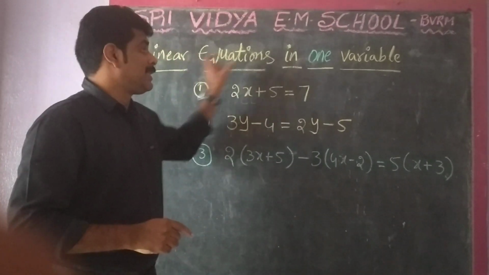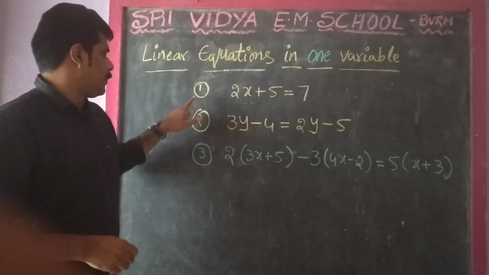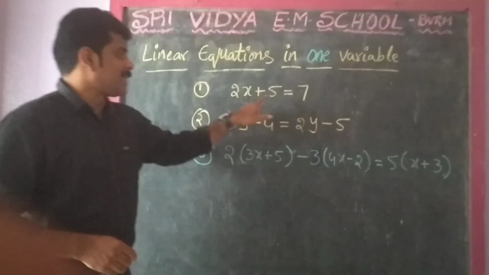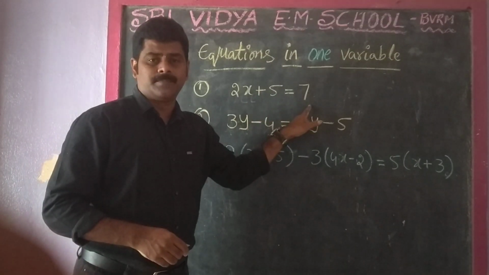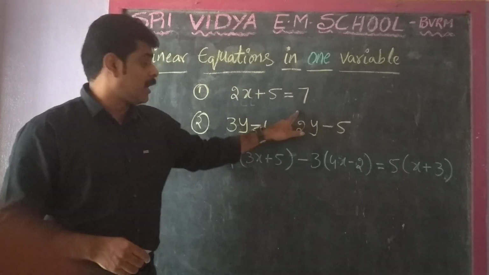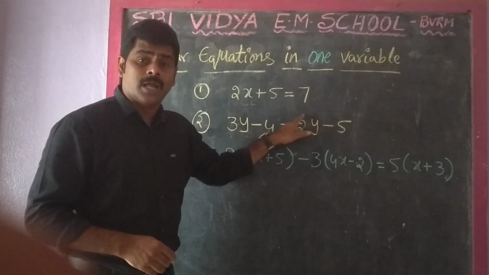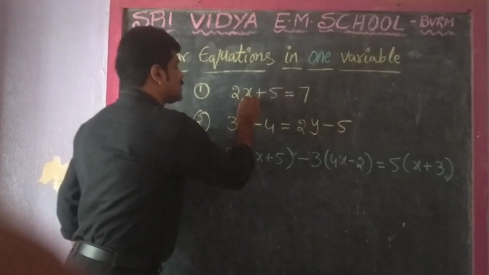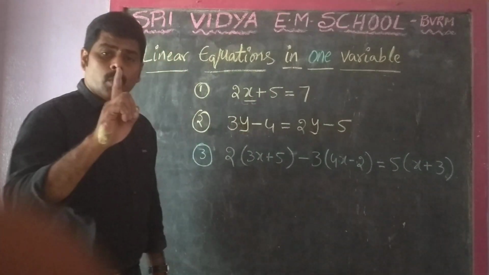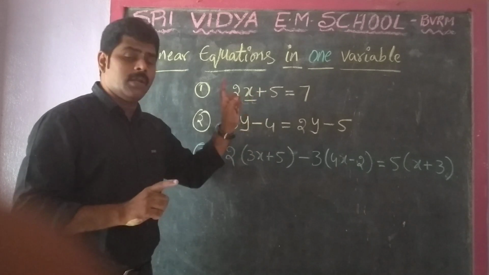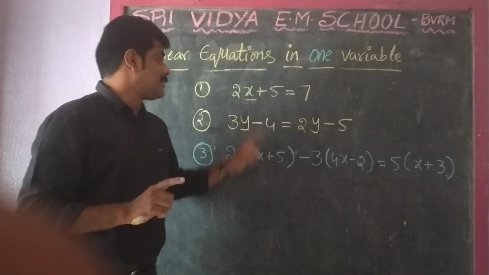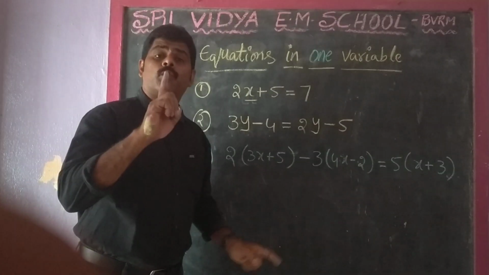Already we know this concept. Look at the example. Here, 2x plus 5 is equal to 7. It is a linear equation because its degree is 1. The variable is x, so it contains only one variable. So it is a linear equation in one variable.